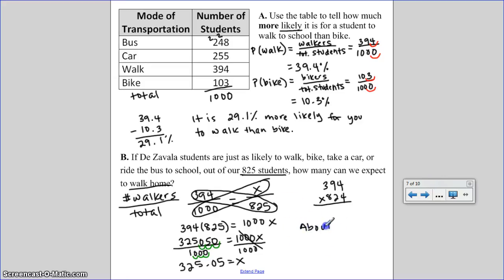So I could estimate that about 325 students walk home from De Zavala. All right, and that concludes our notes for today. We're going to do some practice with using experimental probability to make predictions and decisions. Hope you enjoyed watching this video, and let's get ready to work.